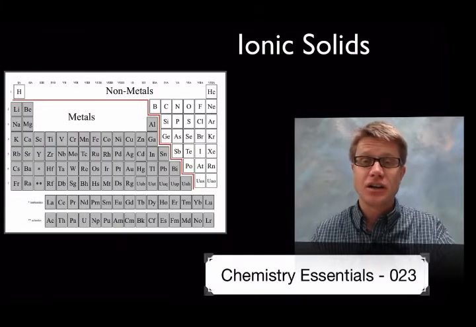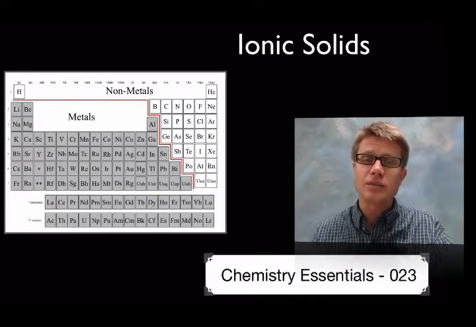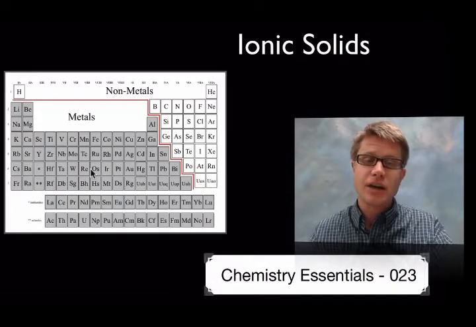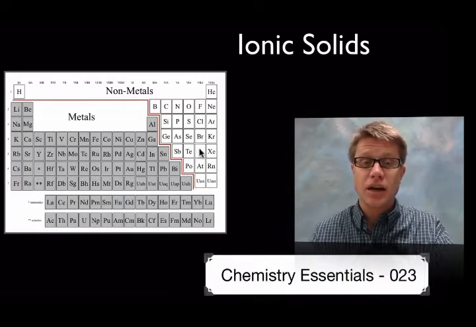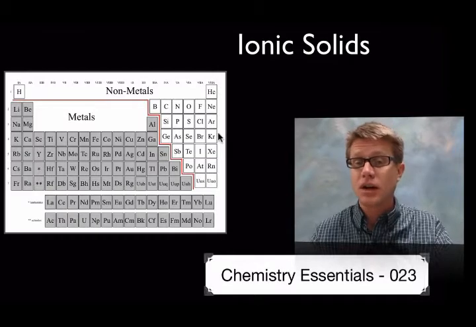It's on ionic solids. Over the next 4 videos, we're going to talk about 4 types of solids, and what those solids are depends on where their atoms are coming from. So on the periodic table, if we were to draw a line like this, on the left side we're going to have the metals, and on the right side, including hydrogen, we're going to have the nonmetals.